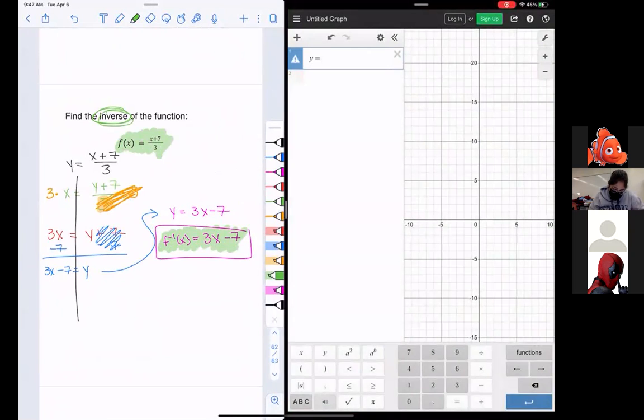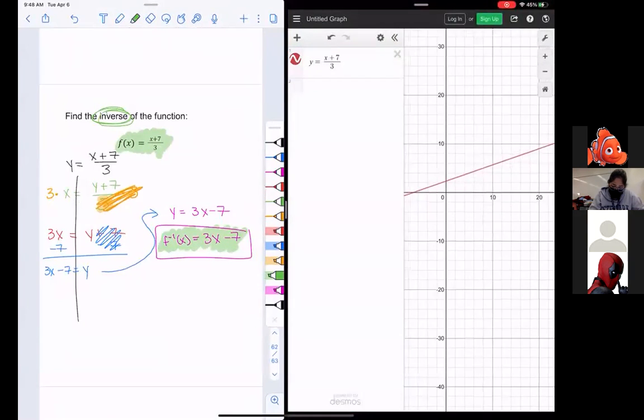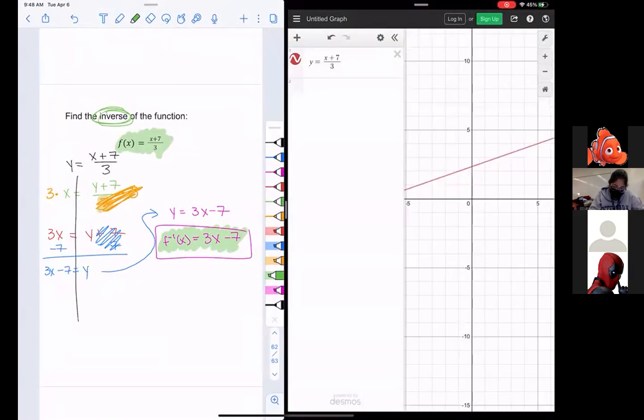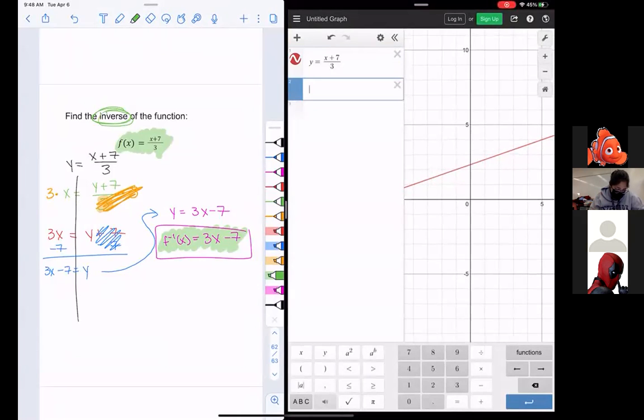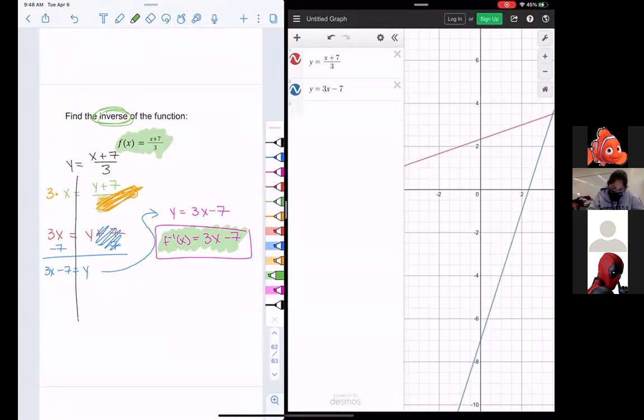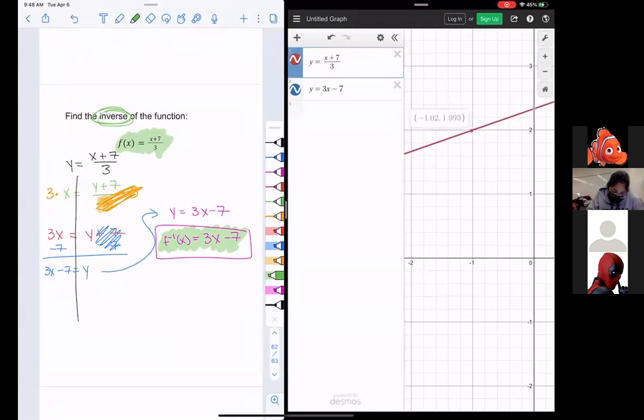So you have y equals x plus 7 divided by 3, and that gives us this line, the red line. If we look at the points, we'll look at them in just a minute. Then we have our next one, y equals 3x minus 7. So let's grab some of the points from the red line. I don't know why it won't let me grab points.